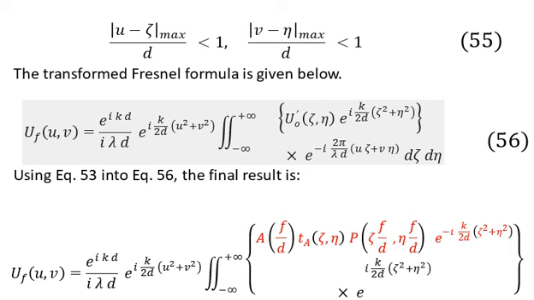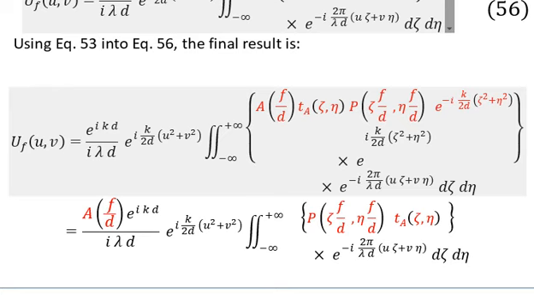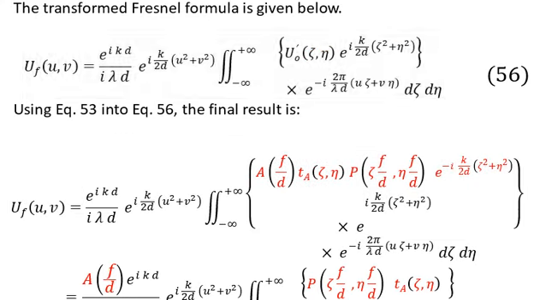Now what we have to do is substitute the value of u naught prime as a function of zeta and eta, which we calculated in equation number 53, and which is shown in red in the equation below. So red is the field that we are substituting in equation number 56, which is u naught of zeta and eta. After substituting this, we have shown the result over here.